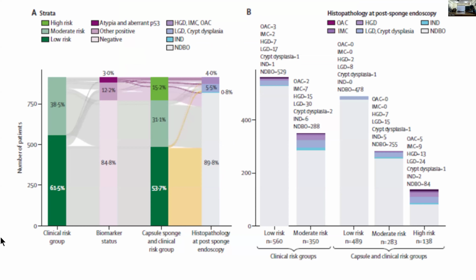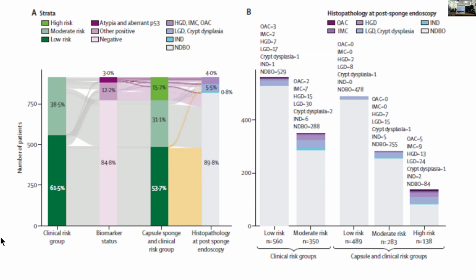This is again a graphical representation of what we have talked about in the previous slide. The first column represents the clinical group, where patients are classified based on the clinical characteristics into low risk and high risk. Then you assess them with a capsule endoscopy for the biomarker status. Based on the biomarker status, 84% of them were biomarker negative, 12% had other biomarkers positive, and 3% had P53 positivity. Now, combining the clinical and the biomarker status, you get the third column, which is the combined results of the capsule sponge and clinical risk group. Based on these two, we have classified them into low, intermediate, and high risk: 53% of patients in the low risk, 31% in intermediate, and 15% in the high risk.